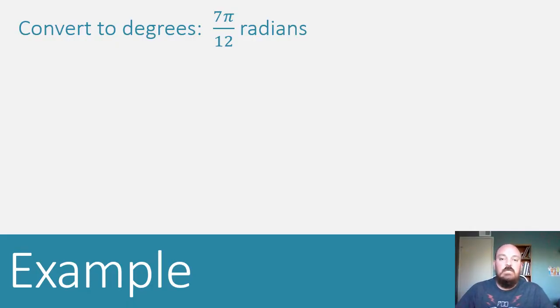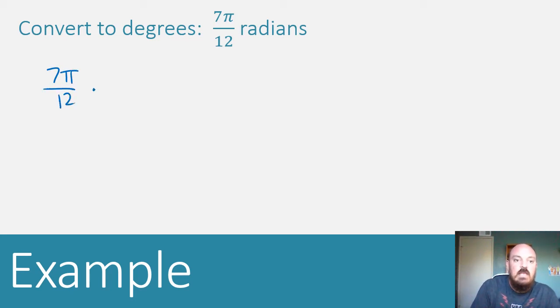So here's an example. Let's say we want to convert 7 pi over 12 radians to degrees. So let's do that. I'm going to start with my 7 pi over 12 radians, and I'm going to multiply it by a fraction. So I say, well, it's either pi over 180 or 180 over pi. And you say, well, my question is in radians, and I want it to be in degrees. That means I'm going to put the pi radians on the bottom to cancel that out, and the 180 degrees on top.